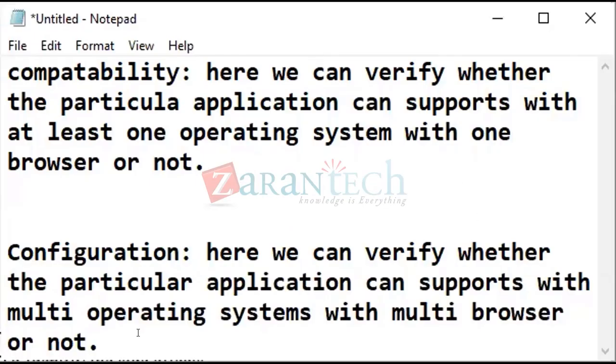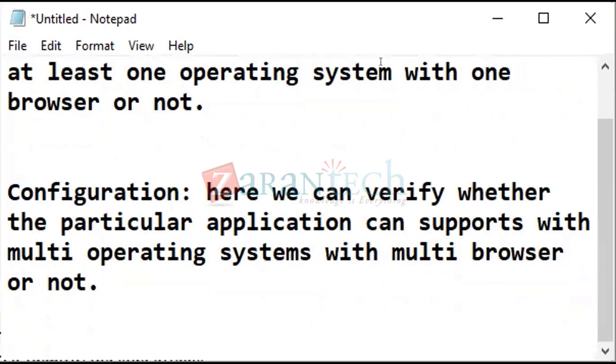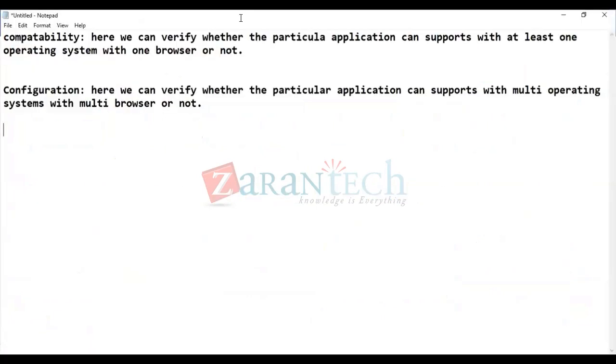Is my notepad visible? Yes, I see. Notepad is okay.